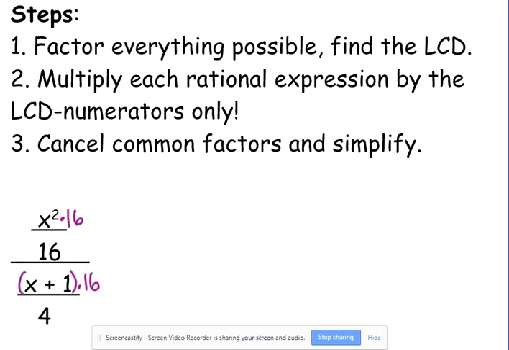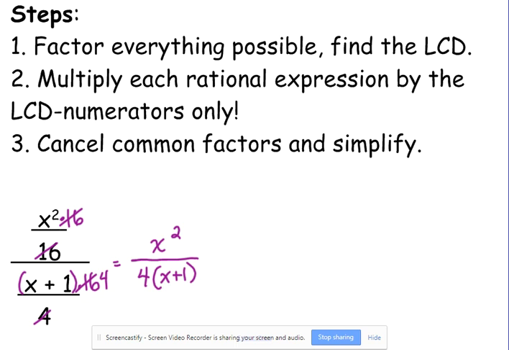So we would go through and we would multiply just the numerators by 16. Okay, we're not actually multiplying it out. We're going to end up canceling. In this case, we cancel the 16ths. So we've just got x squared. In this case, 16 over 4 leaves us with 4. So we've got 4 times x plus 1. And that's as far as we can go with this one. There's not a whole lot more simplifying to be done in this case because it is such a simple case.